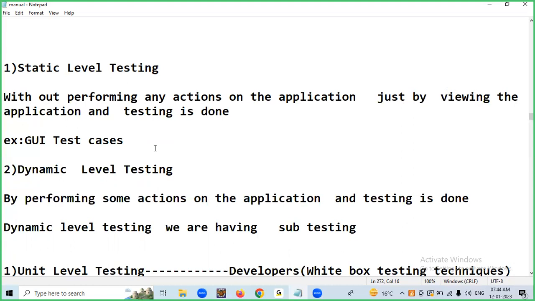So please observe, without performing any actions, just by viewing, how are we supposed to test, guys? Do you have any idea? Anybody? Just by viewing, looking at the application, how are we supposed to test?